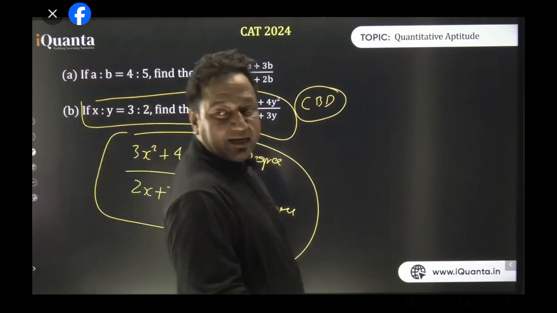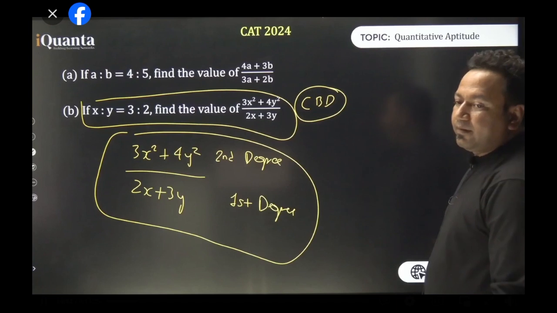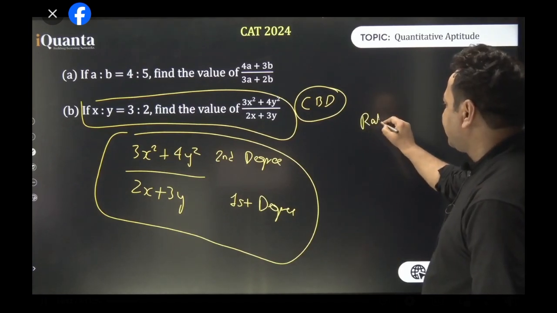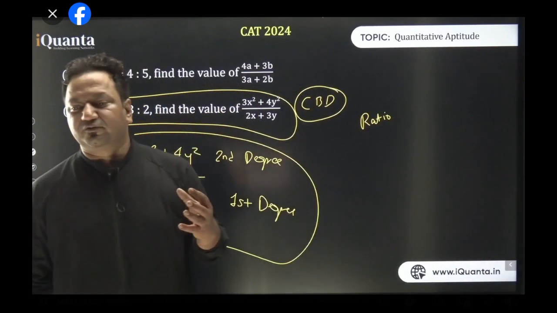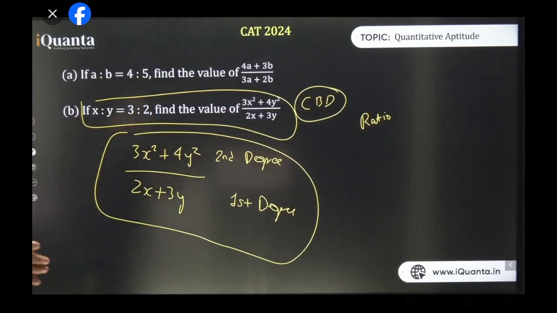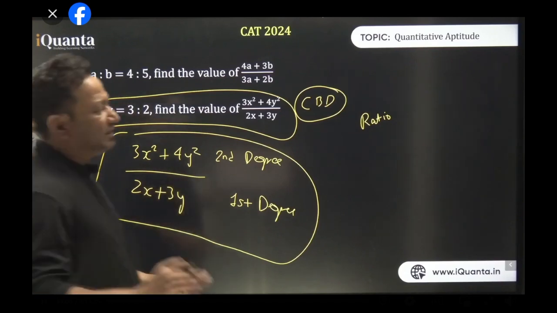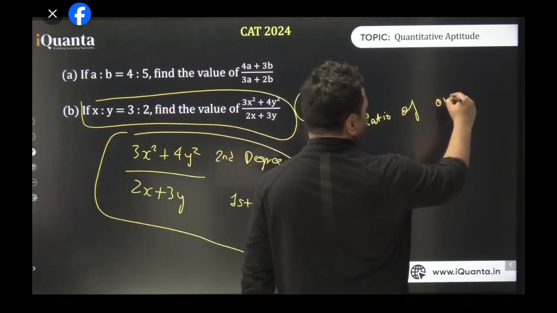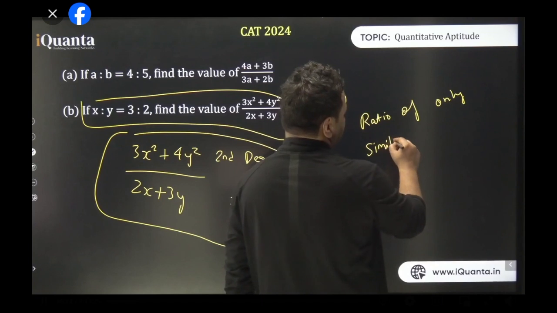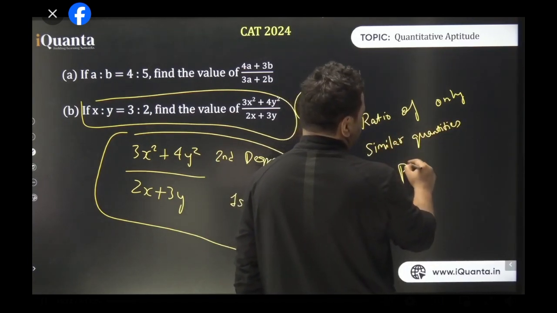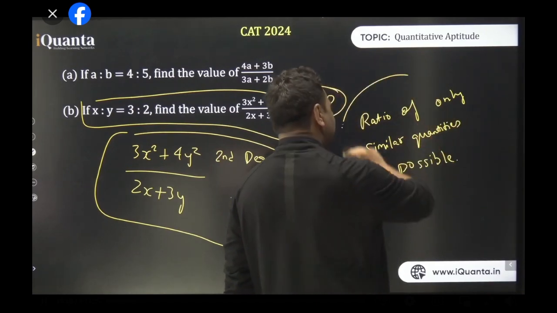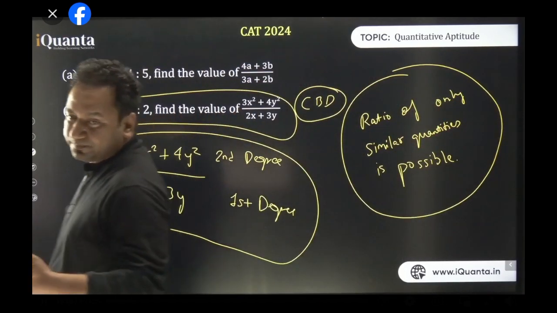So what you have to write over here is, note down: ratio of similar quantities is possible. Or you can say ratio of only similar quantities is possible. All right. When I say similar quantities, that means a lot of things. First is degree should be same. Degree should be same.